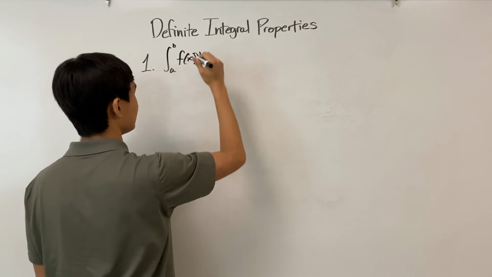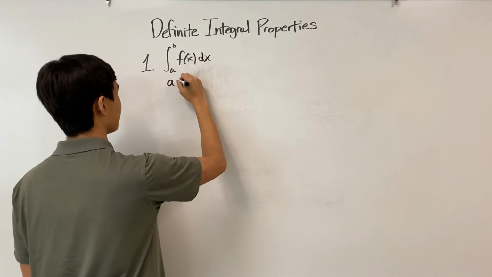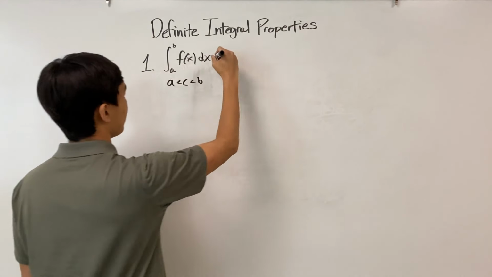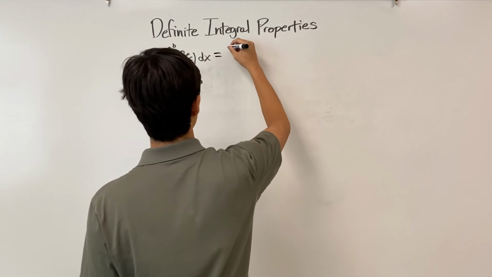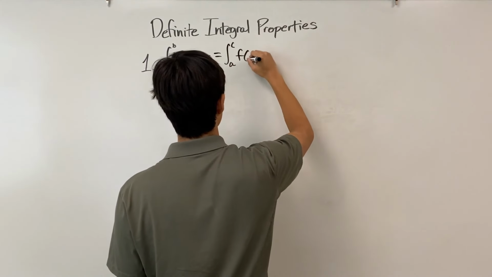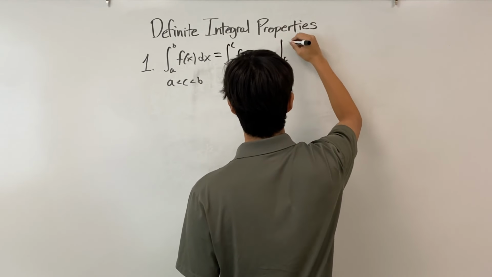f of x dx. And suppose that you have some value c in between a and b, then we can split the integral into two: from a to c and c to b.